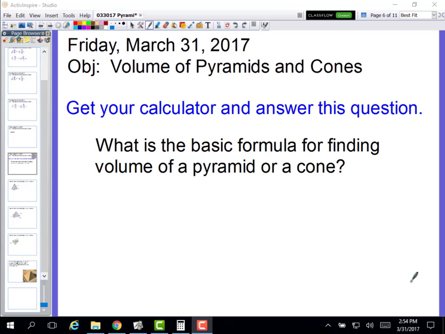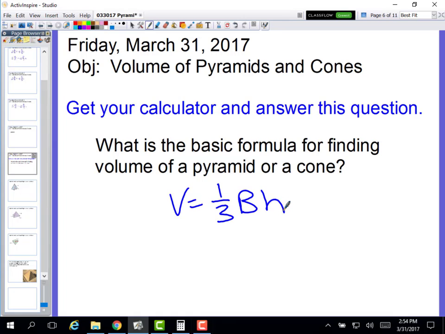Okay, class, today we're going to talk about finding volume of a pyramid and a cone. Okay, first question I have for you though is, what is the basic formula for finding volume of a pyramid or a cone? Well, if you look at your formula chart, it shows that our formula is volume is equal to 1/3 capital B H.